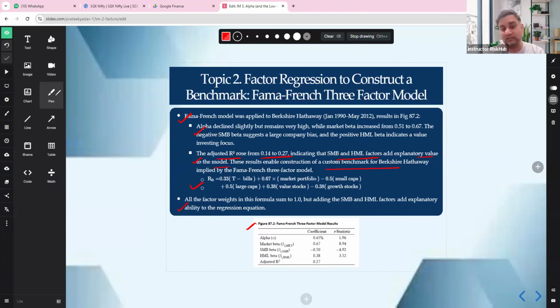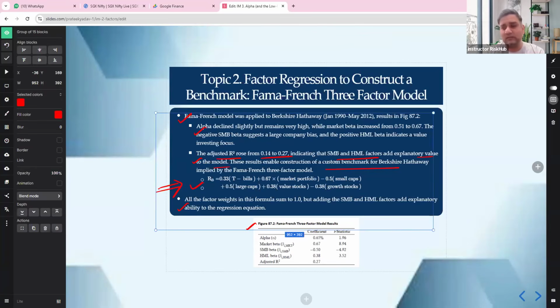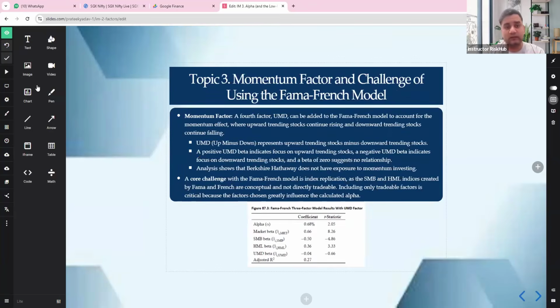So this is what it is: your market, your size and value. This is the custom benchmark. And again, from the FRM perspective, it is very important to understand that alpha shrinks when you add more relevant factors. The risk implication is that poor models have overstated alpha, and better models have more accurate risk attribution, which you need to keep in mind. You have to generally remember the results, what you have to do here.